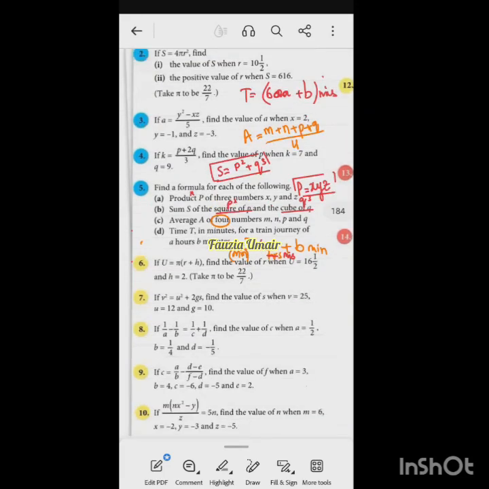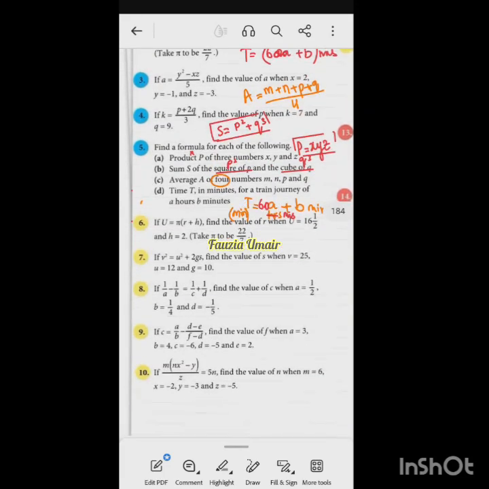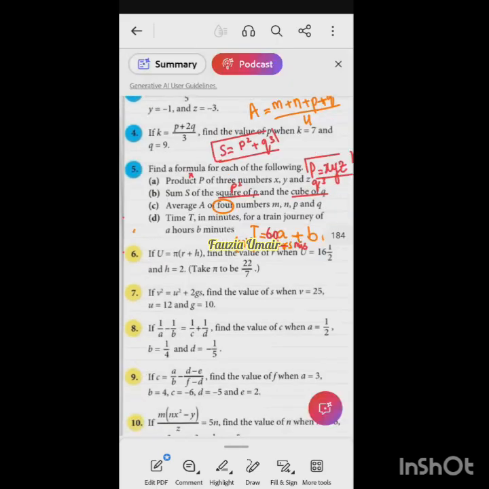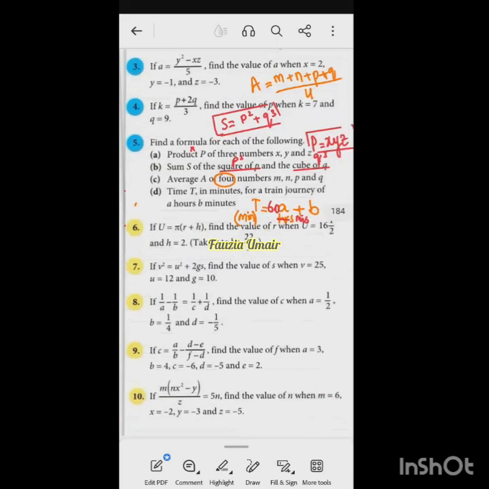Guys, we have done till question number 5. So today we need to do question 6. From question 6 onward, the equations are getting a bit tricky. Question 6, 7 are still easier, but question 8 onward the equations are trickier. So question number 6 is: if u is equal to pi into r plus h, find the value of r when u is equal to this and h is equal to this.